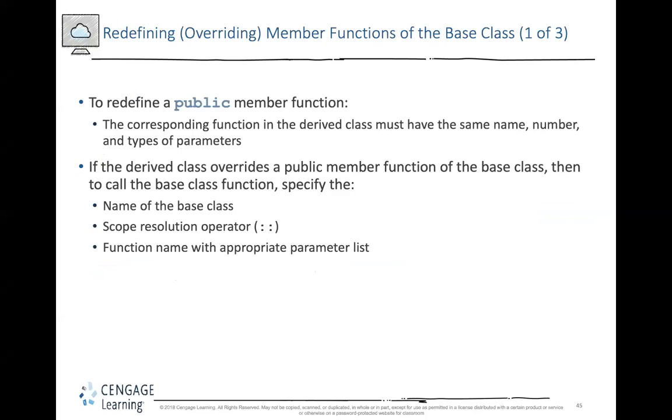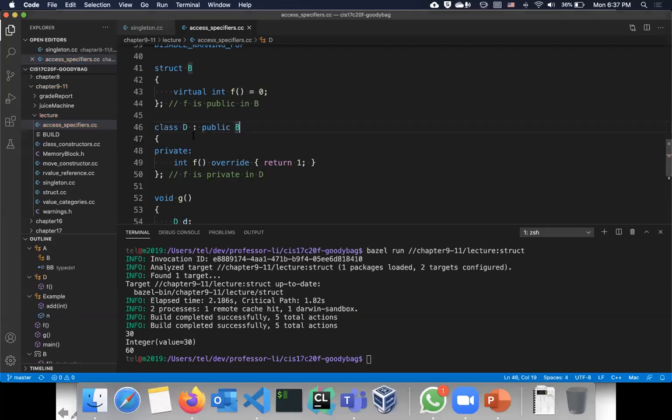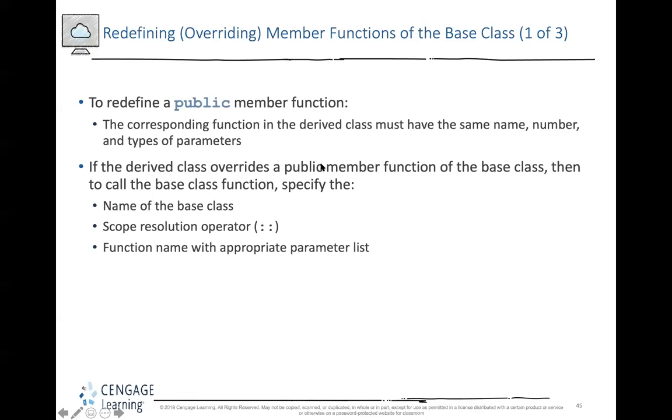Redefining, or the more common term, overriding member functions of the base class. Here we see an example of overriding. This keyword is optional, by the way. You don't have to have it, but it's good to have it if you're actually overriding a base function, for communication and documentation purposes. So you do want to use this keyword when you're overriding.